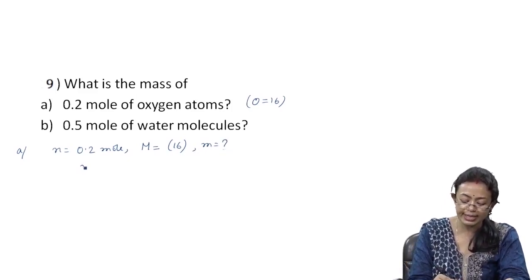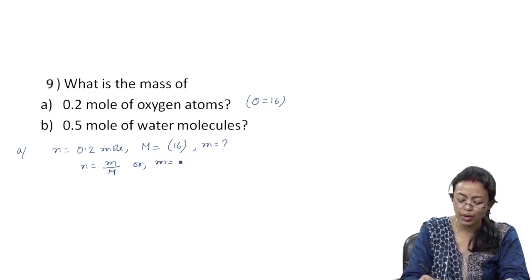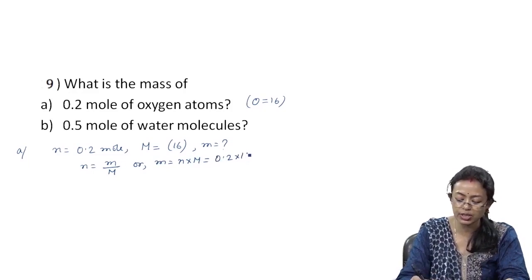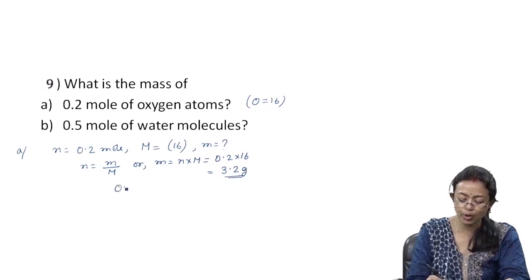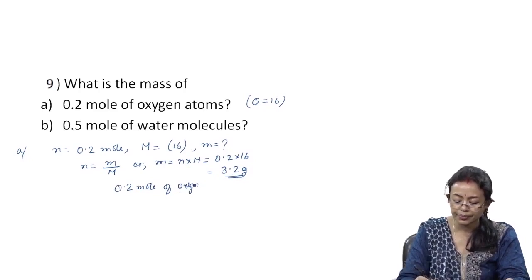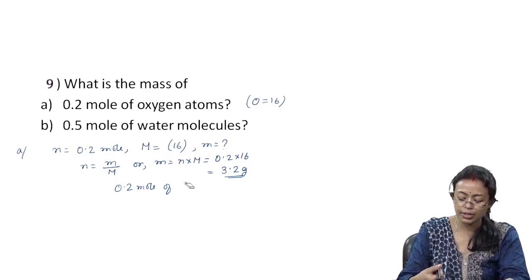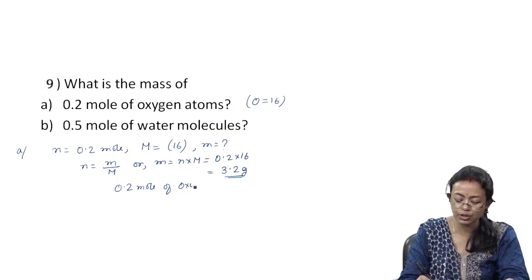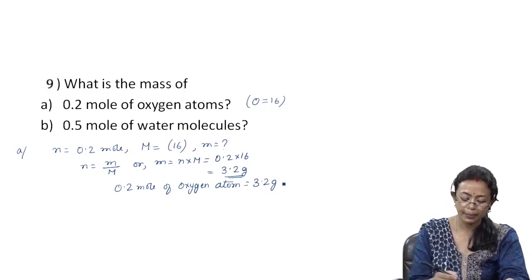For that we know that n is equal to m by M, or m is equal to n into M. So what is n? 0.2 into 16, which is equal to 3.2 gram. So 0.2 mole of oxygen atom is equal to 3.2 gram. Fine.